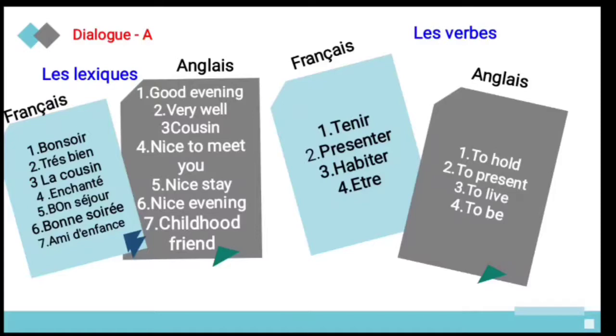So what is the meaning of childhood friend? A friend that a person had when both of them were children. So that is called what? Childhood friend. So what do the verbs mean? Tenir means to hold, and présenter, to present, which is based on the first group, that is the ER group, and habiter, to live, which is also based on the first group, and être, to be, it's one of the auxiliary verbs. So this is all about the dialogue A.